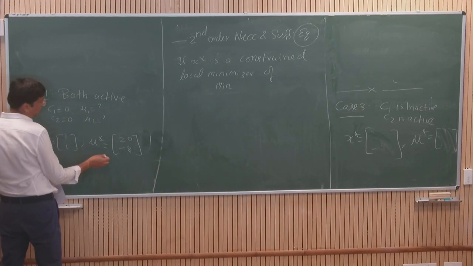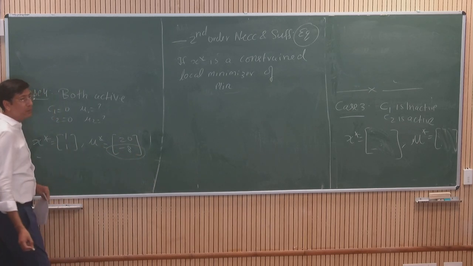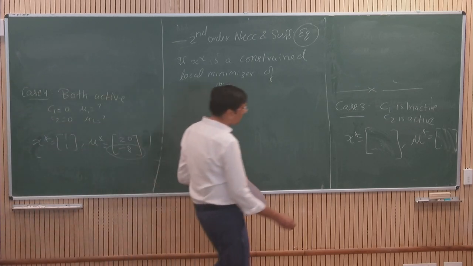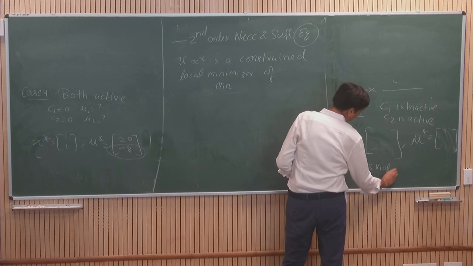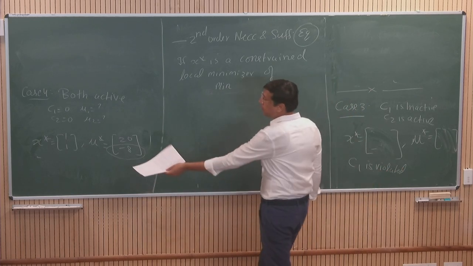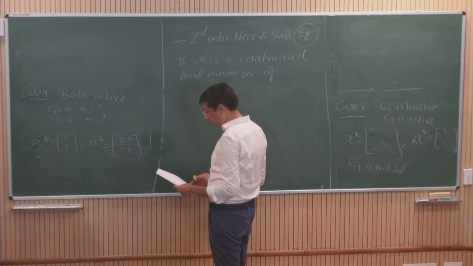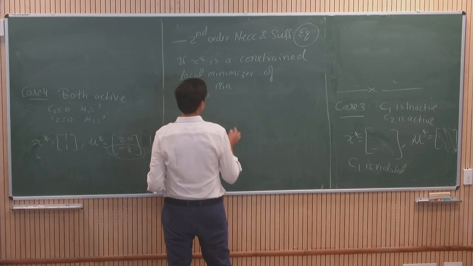This one is not a candidate for minimizer because one of the mu becomes negative, and here the C1 is violated. Use the time and do this also, because writing this theorem will take a minute. So you can use your time. So minimize.